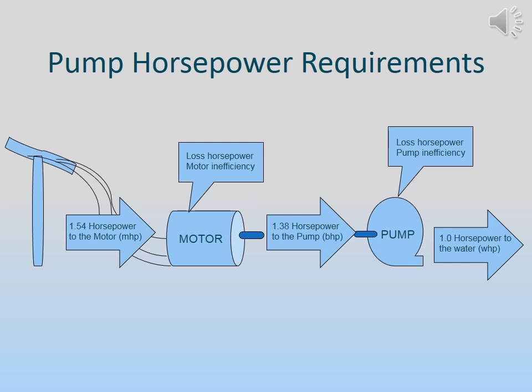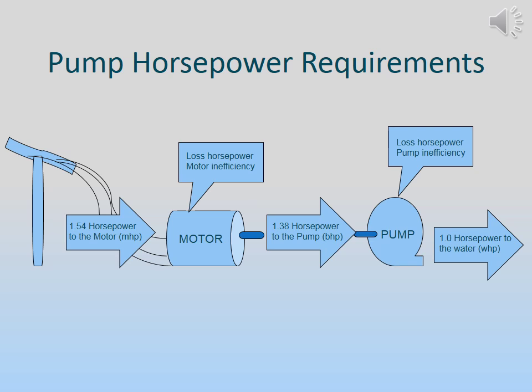Pump horsepower requirements. We have provided a flow chart here where we have power coming from the power company with the power going to the motor where it equates to 1.54 horsepower. We call that motor horsepower. In other words, the power company is saying we have to give this system a 1.54 horsepower capability.